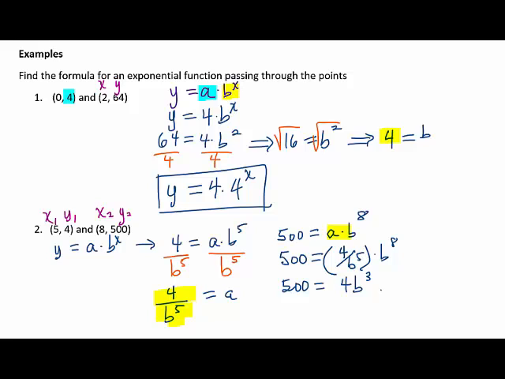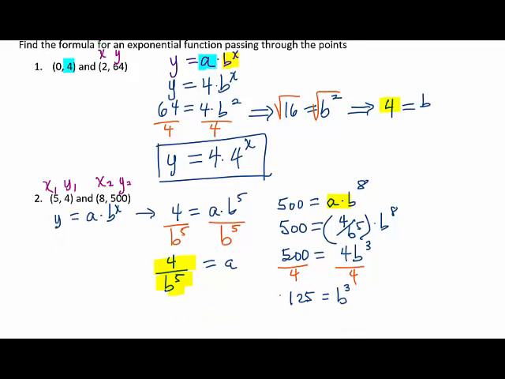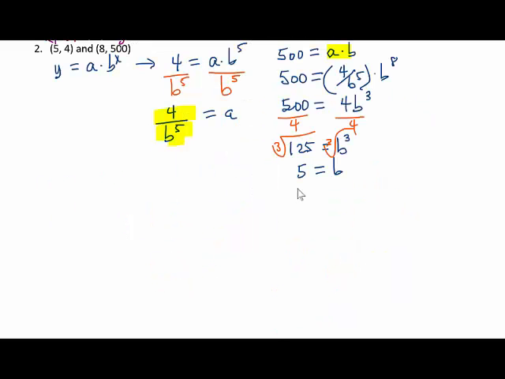Now we can easily solve this equation. Divide by 4, and that gives us 125 = b cubed, and take the cube root of each side. We find that b is equal to 5. We can find a by referring back to an earlier expression: 4 divided by b to the 5th will produce a. In this case, it's 4 divided by 5 to the 5th.